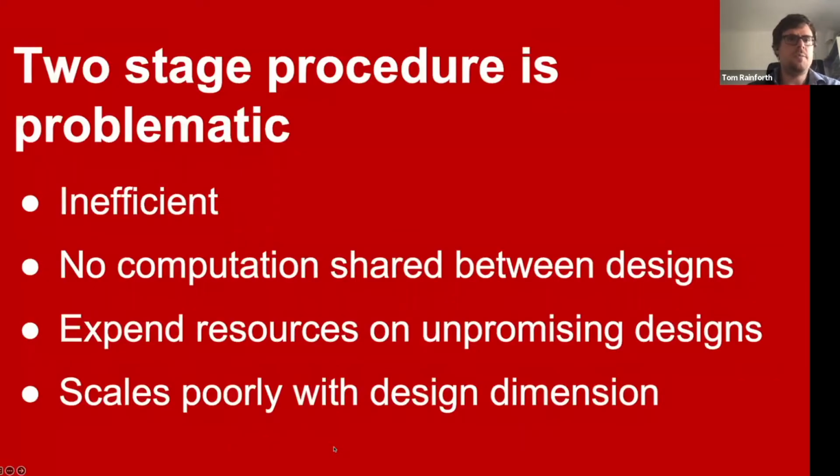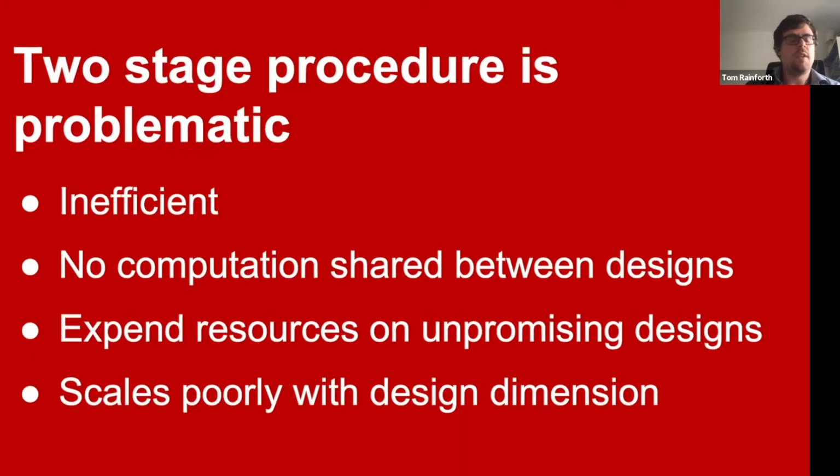However, this two-stage procedure is actually quite problematic. It's generally going to be very inefficient. Each of these calls for each design is going to be very expensive, even though we're using one of these variational methods. They're still not that cheap. And they're in particular inefficient because we're not sharing any computation between designs. Each time we have a new design, we'd have to retrain a variational approximation again, pretty much from scratch. So we have this inefficiency of lack of sharing.